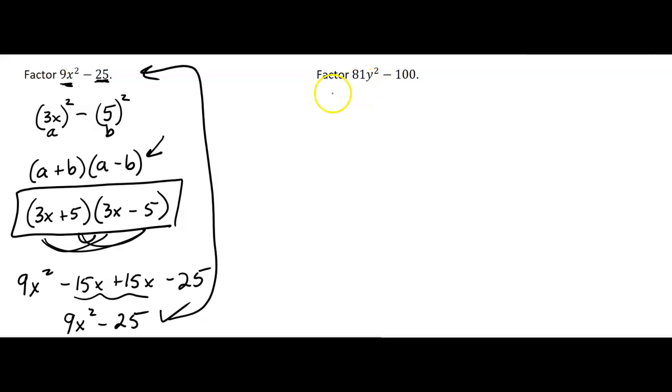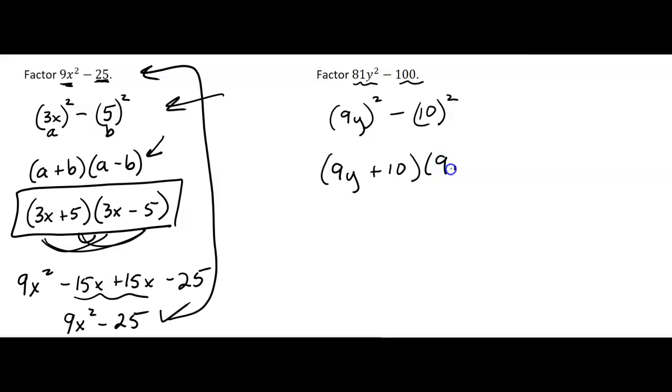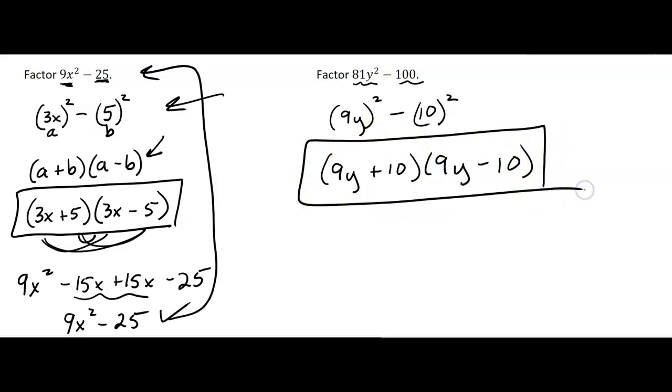Okay, so these can go kind of fast. I don't even usually write this step, but I will this time just so you can see it. But 81y squared, that's like 9y squared minus, and then that's a perfect square, 10 squared. So I'm going to go 9y plus 10 and 9y minus 10. And you can multiply it out with FOIL and it would work.